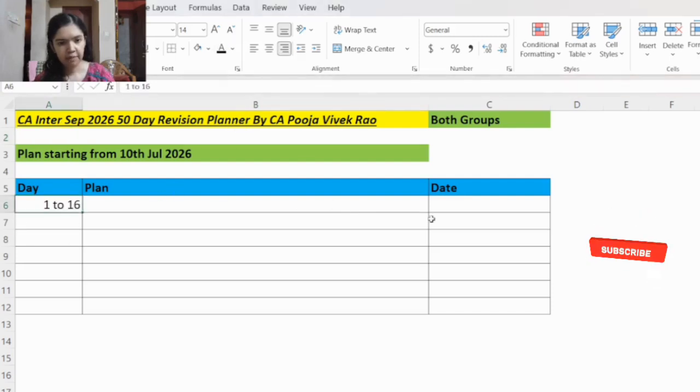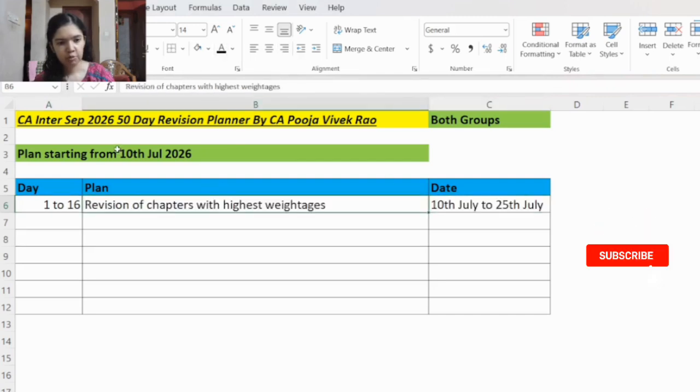First, from day number 1 to day number 16, that is 10th July to 25th July, you will be revising the chapters with the highest weightage. In the BOS knowledge portal, you can find the chapters with the highest weightage and ensure you revise those chapters first, because they will carry more marks in the exam. If you cover these chapters first, then most of the marks will be in your hand.